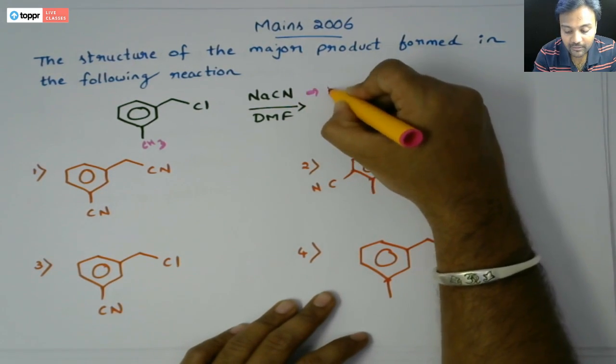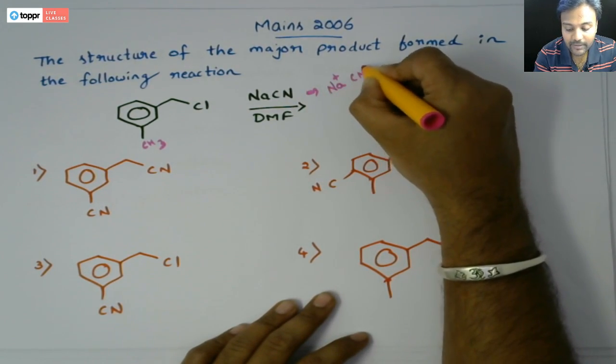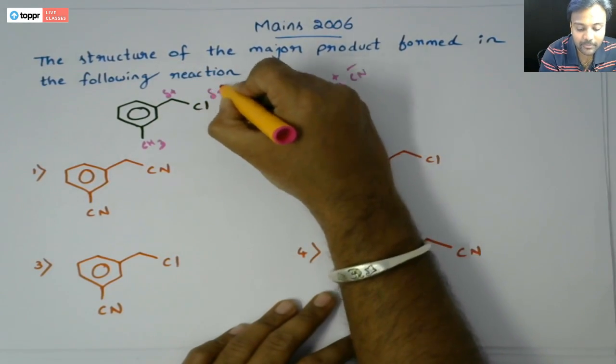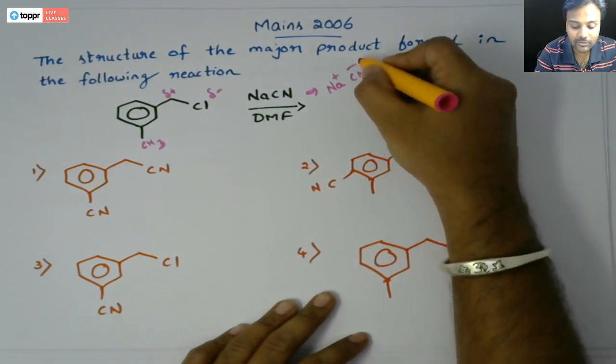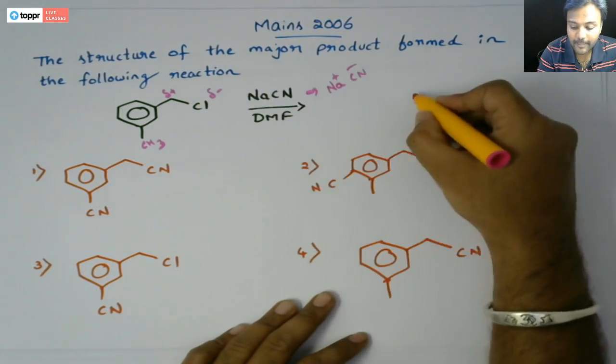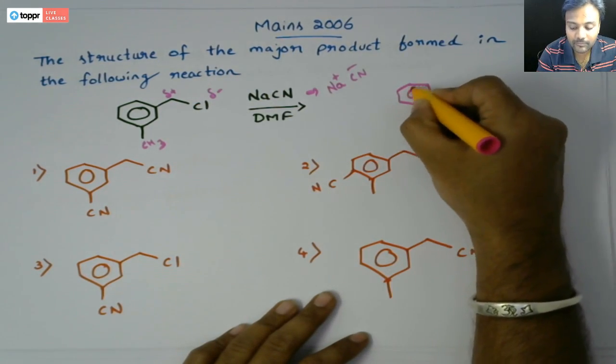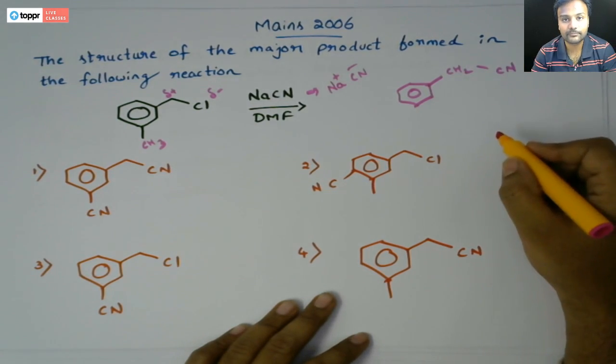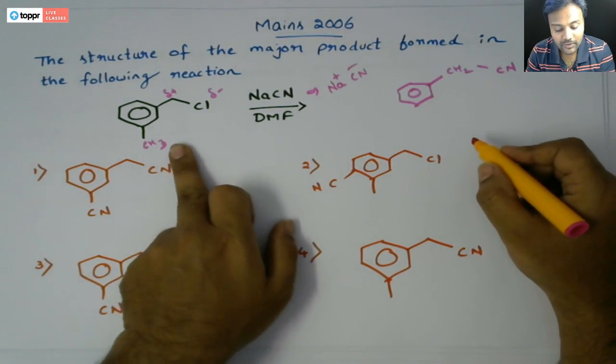Sodium cyanide dissociates like this. You have partial positive here, partial negative here. So once this attacks this carbon, what do you get? CH2Cl. Now you have a methyl.